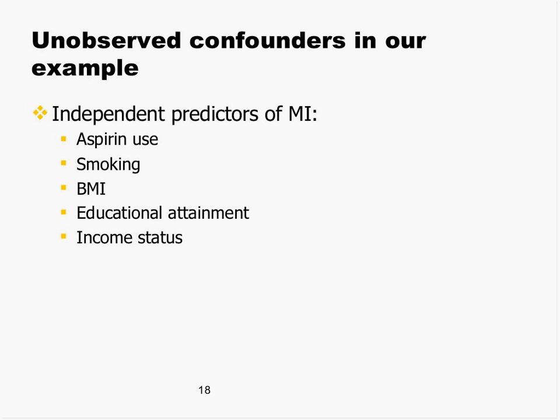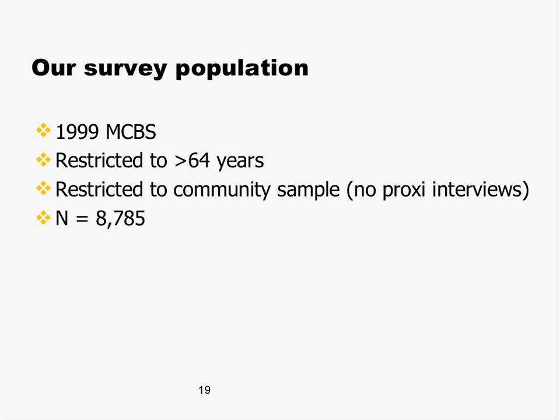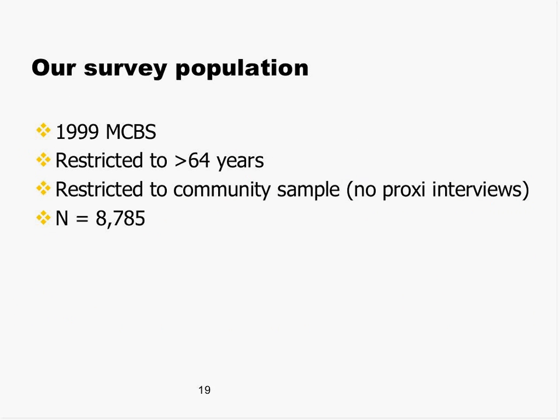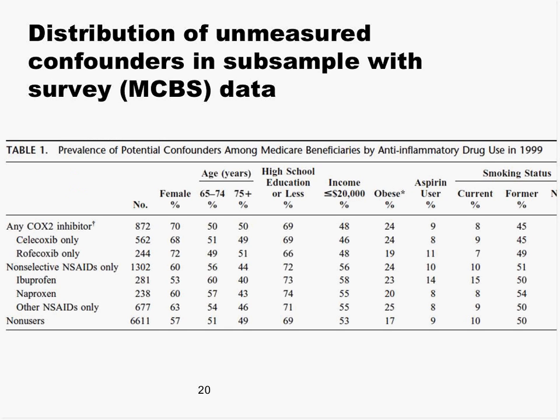In our example, we're interested in these 5 factors as independent predictors of MI: over-the-counter aspirin use, smoking, BMI, educational attainment, and income status. Factors, of course, you can come up with were not observed in the current beneficiary survey. The MCBS is not designed for this type of exercise explicitly. We're with the 1999 survey. One back, please. It's a 65 plus community sample, and we end up with almost 9,000 surveys. Next slide.